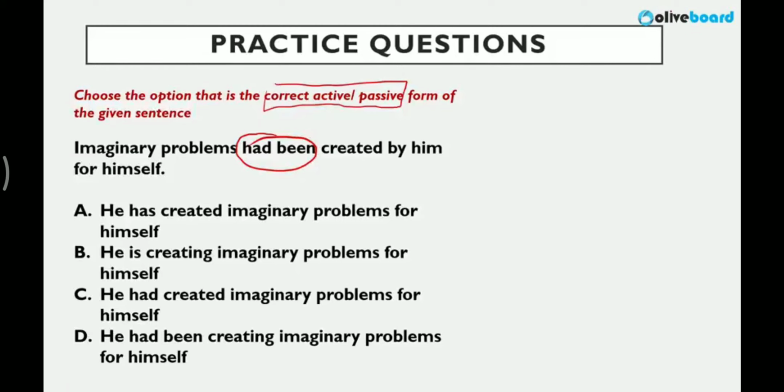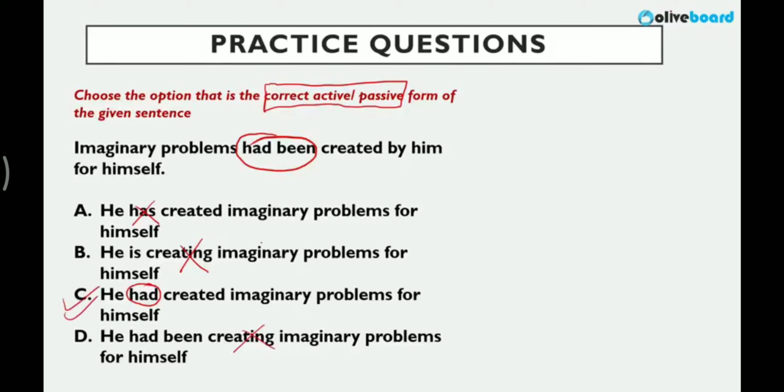Means they will give you either an active sentence to change into passive, or they may give you a passive sentence to change into active. Right? So here it is "had been", which means "had" would have been used plus the third form. "Created" is right, "creating" will be wrong. Past perfect, you will not change the tense, right? So, he had created imaginary problems for himself.